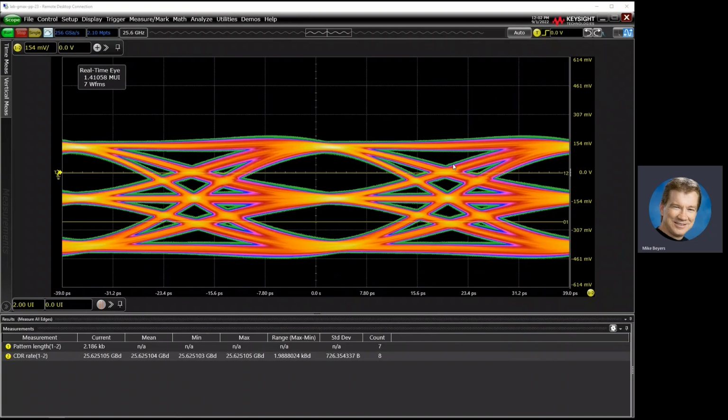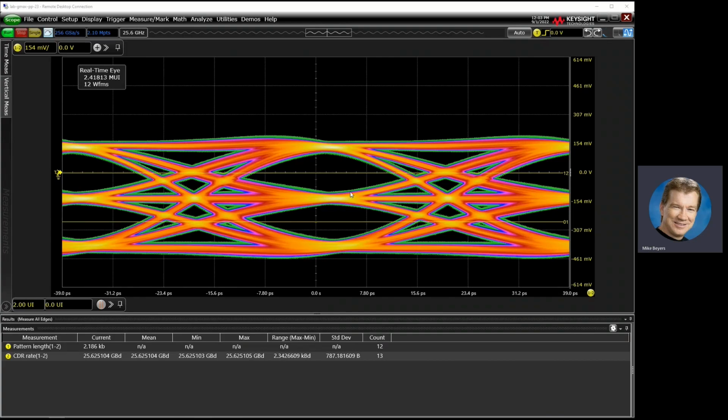We are looking at another feature in the Infiniium 11.4 release, and this is the USB4 version 2 SNDR measurement, or signal-to-noise-and-distortion ratio. For more details on the signal-to-noise-and-distortion ratio measurement, see the PCI Express Gen 6 compliant SNDR measurement video. For this video, we're going to jump right into it and show the SNDR measurement.